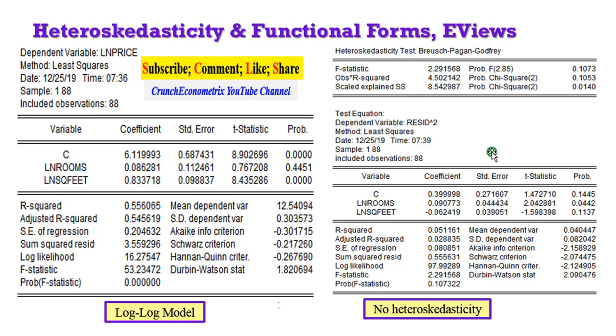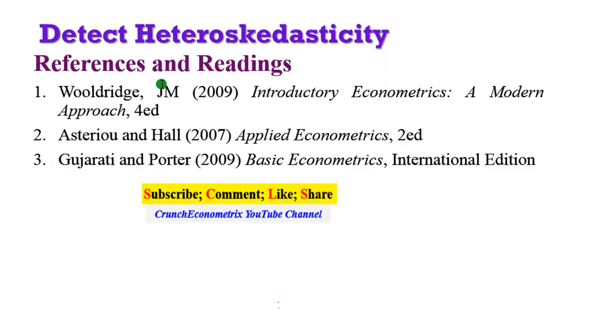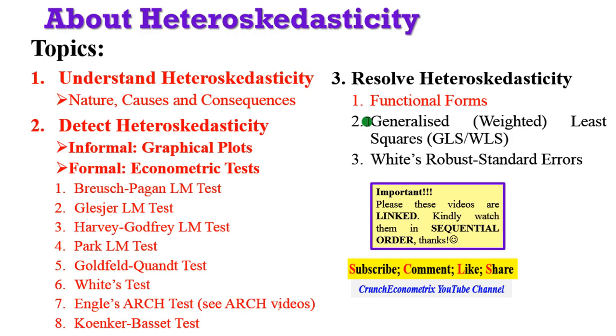So the final note is that before you panic that your model is heteroskedastic, try to use the functional form and see whether the problem is there or whether the problem has been removed. For more information about functional forms, there are chapters in each of these textbooks, so please make sure you go through them for more understanding of how you can transform your model into functional forms. The next video will be on how you can resolve the problem of heteroskedasticity using generalized, or what is known as the weighted least squares.